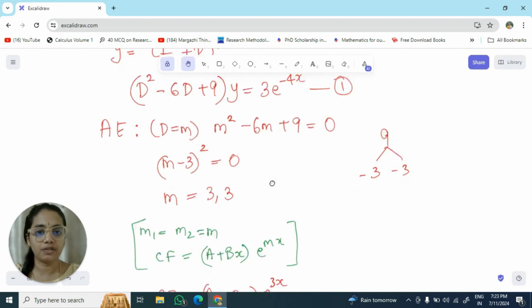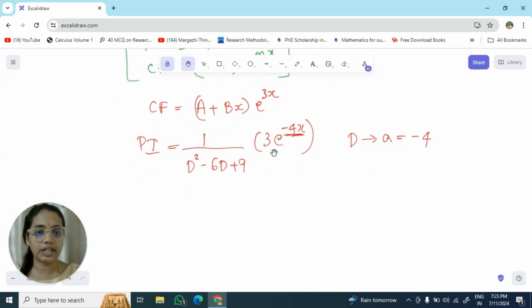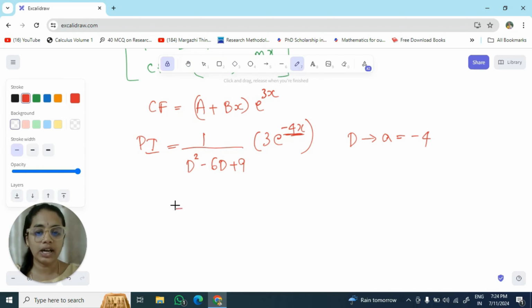3 e power minus 4x, write the whole term over here in multiplication, 3 e power minus 4x. And this is the first step. After this, what should we do? Replace d with a. What is the value of a over here? A is always the coefficient of x in this power term, right? E power some value into x, right? That is the value of a. So clearly the value of a over here is negative 4. Agree?